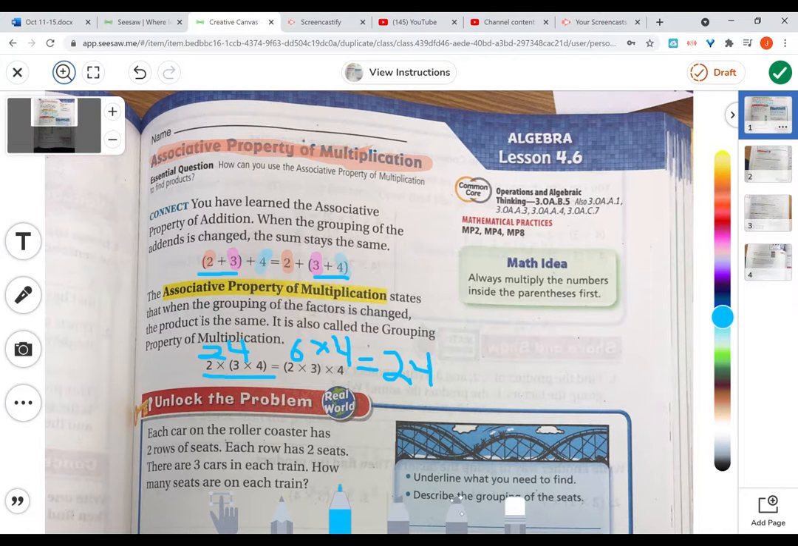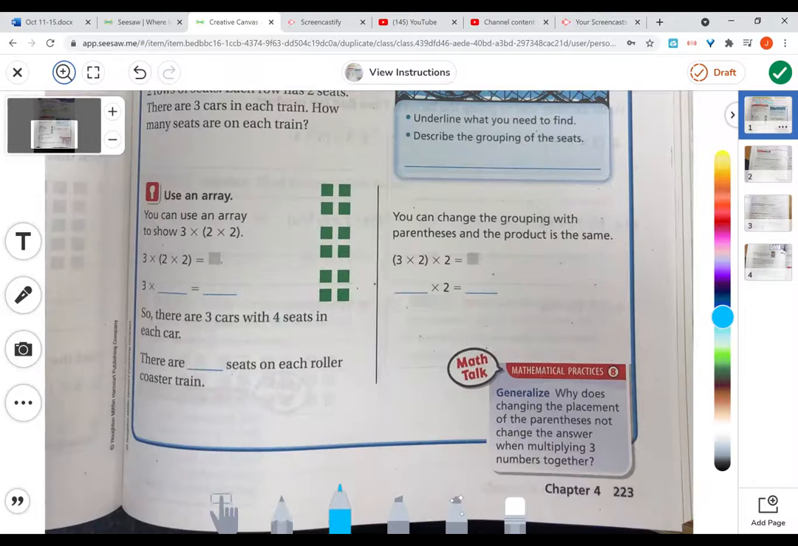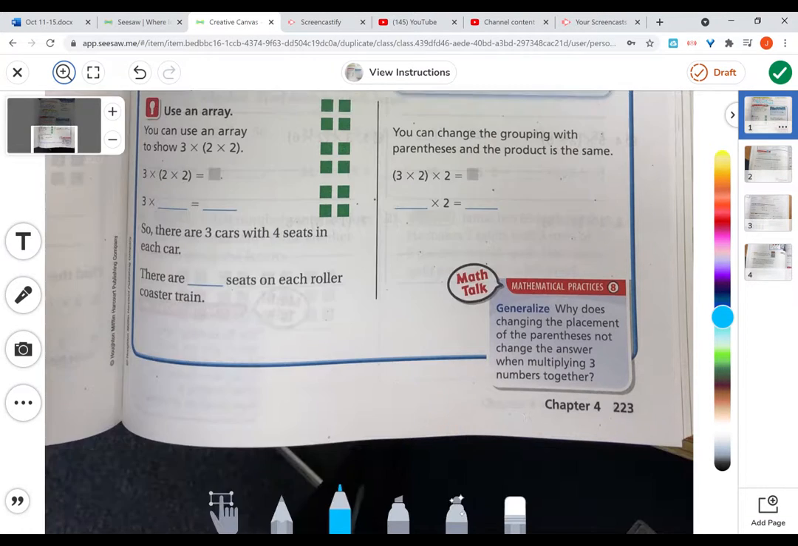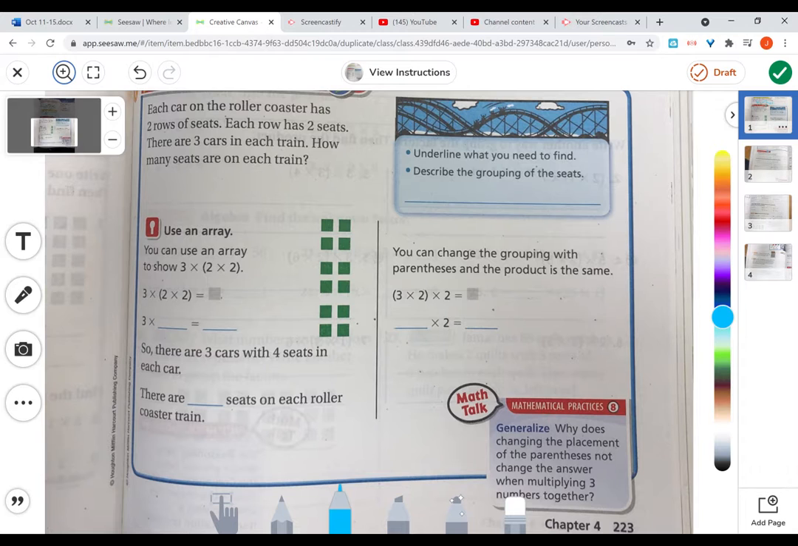Which is the reason why 24 equals 24. So when you work through the page, it's going to ask you to look at this array, and it's basically showing you that we have 3 times 2 times 2. So here's a picture. In this particular problem, it says each car on the roller coaster has 2 rows of seats. So there's your 2 rows of seats. And then each row has 2 seats. So there's your 1 and here's your 2. And it says there are 3 cars in each train. So here's your 1 train, your 2 train, and your 3 train. So the question becomes, how many seats are on the train?